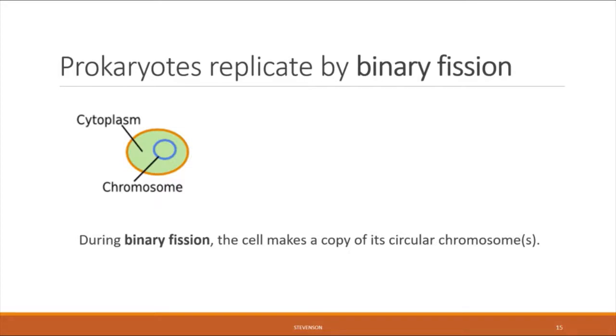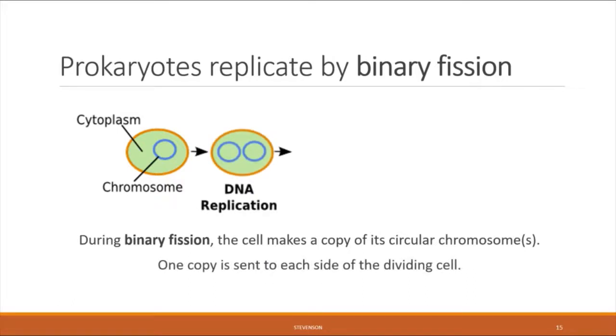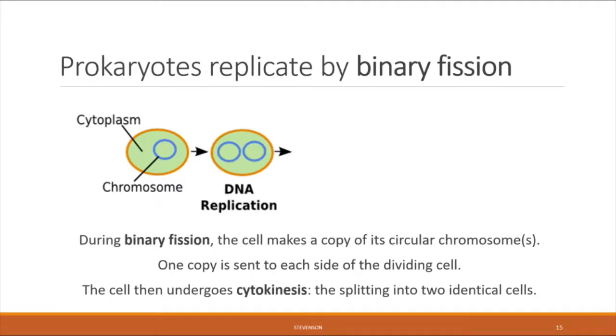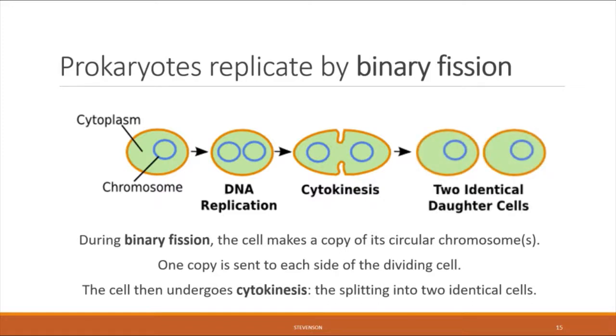What they do is they first make a copy of their circular chromosome, then they send one copy to each end of the cell, before the cell is allowed to undergo cytokinesis, which is the splitting of the cell into two identical daughter cells. So it's very simple, very straightforward. Copy the chromosome, split the chromosome across two sides of the cell, and then split the cell in half.